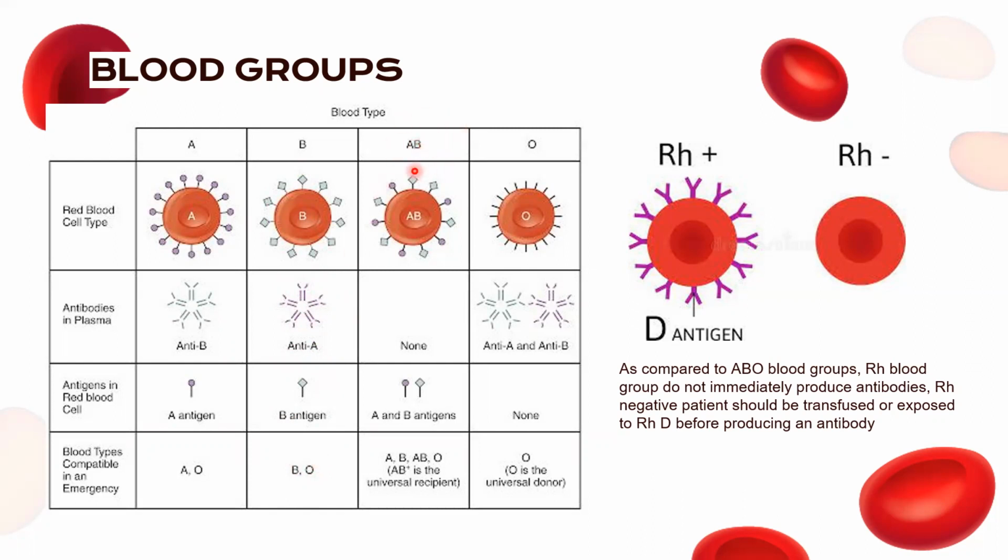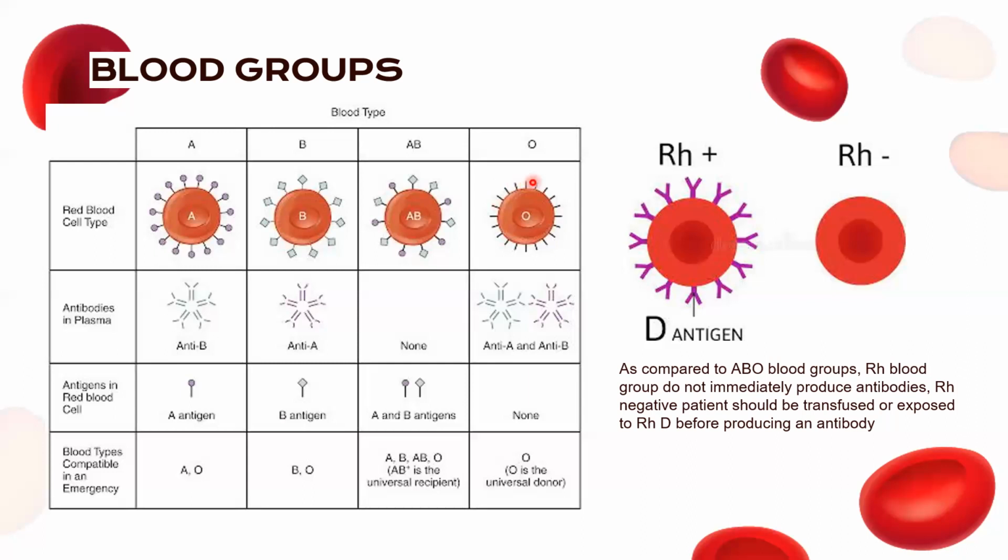For blood type AB, there are A and B antigens found in the RBC. There are no antibodies found in the plasma. That's why your type AB is the universal recipient, because we could give A, B, AB, and type O blood types, because your blood type AB has no antibodies in the plasma.